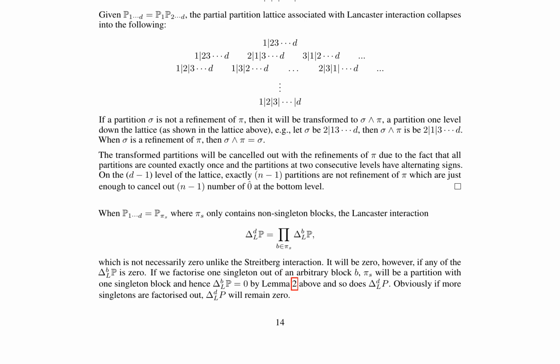If one singleton is factorized out of an arbitrary block B, πs will be a partition with one singleton block, and hence ΔBLP equals 0 by Lemma 2. Therefore, ΔDLP also equals 0. Moreover, if more singletons are factorized out, ΔDLP will remain 0.